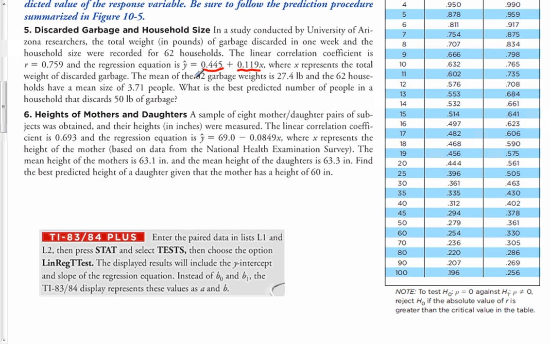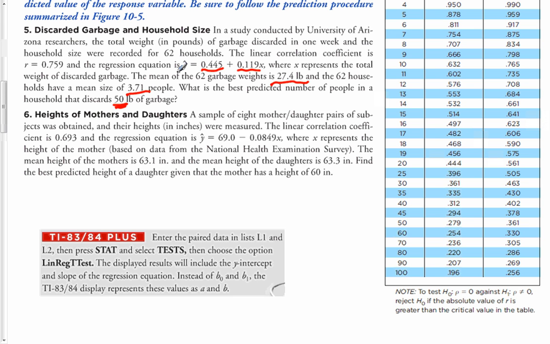And the mean of the 62 garbage weights was 27.4 pounds. So that would be x bar. And the 62 households have a mean size of 3.71 people. So that would be y bar, the size of the household. What is the best predicted number of people in a household that discards 50 pounds of garbage? So now they're giving us an x value and they're asking us to predict a y value. So they're asking for y hat if x is equal to 50.